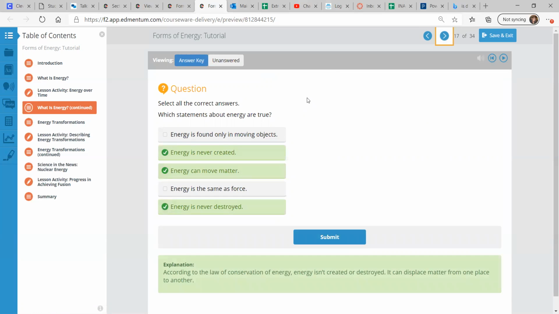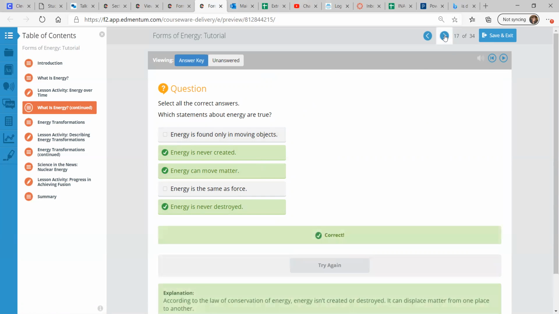So we're asked a question. Which statements about energy are true? Well, we said that energy is conserved, so it's never destroyed or created. And it has the ability to move matter. Cool.